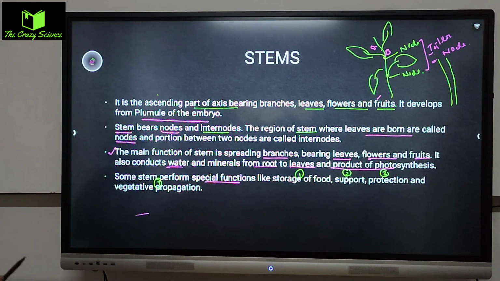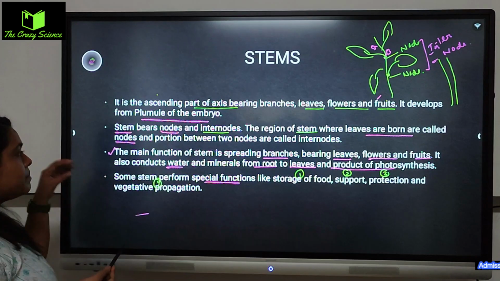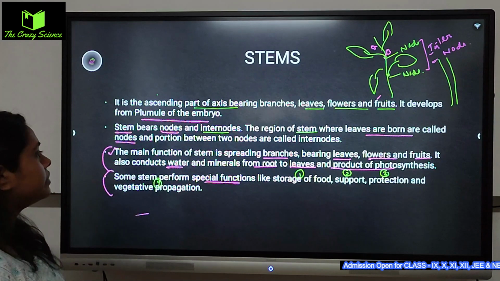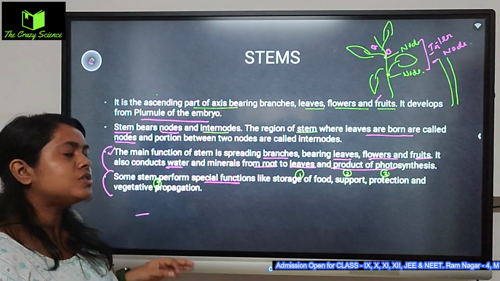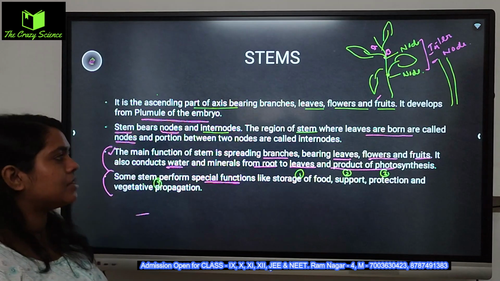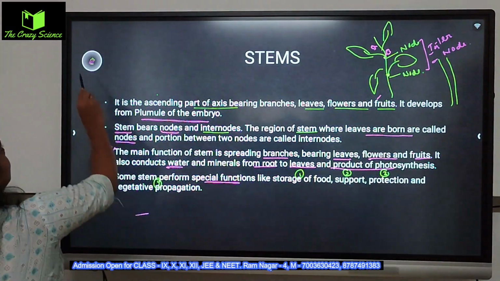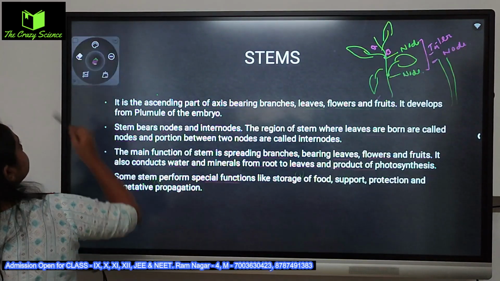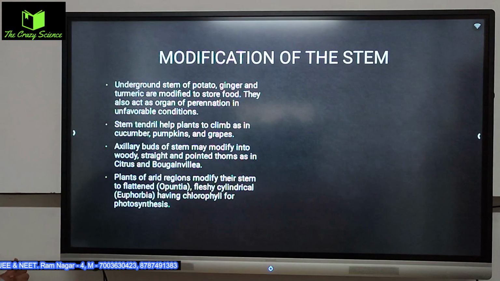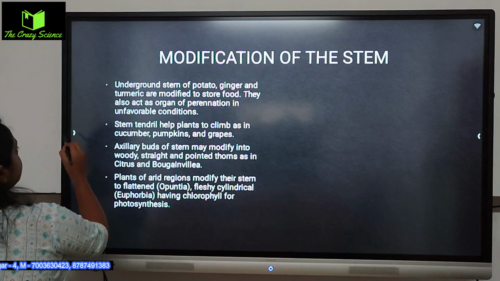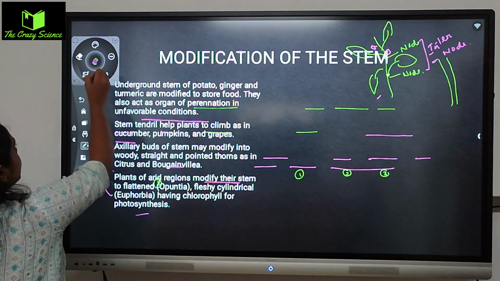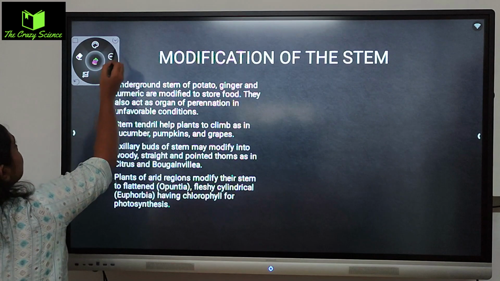Okay, some stems perform special functions like storage of food, support, protection and vegetative propagation, right? So these are the additional functions, but if you ask the main function, it is what I said before. Okay, storage, support, protection, vegetative propagation, other things they do. ঠিক আছে? All right. Next part is modification of the stem. How the stem gets modified, কিভাবে তার modification টা হয়, and actual টা কি লাগে তাদের দেখতে.